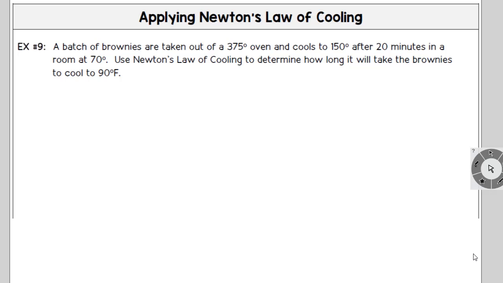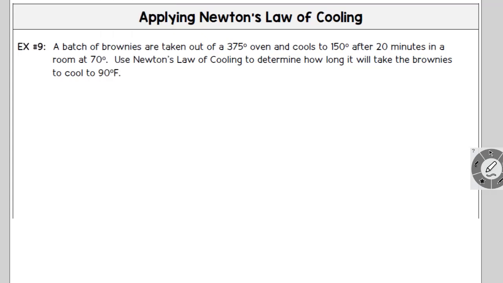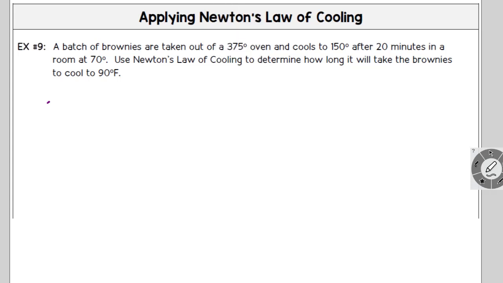Okay, here's our last application, and this one has to do with temperatures. Okay, it says a batch of brownies are taken out of the oven, out of a 375-degree oven, and cools to 150 degrees after 20 minutes in a room at 70 degrees. Use Newton's law of cooling to determine how long it will take the brownies to cool to 90 degrees Fahrenheit.